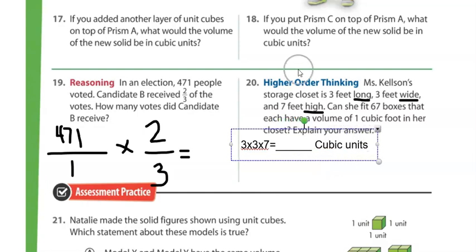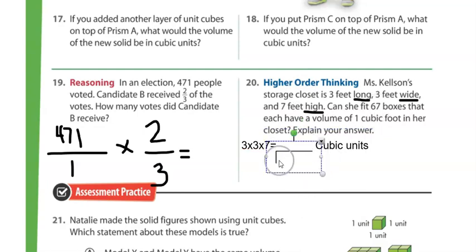So at this point, we want to figure out, does this amount allow for 67 boxes to fit inside of her closet? So if her closet is less than 67 cubic units, that would mean that she can't fit all of those boxes. But if it was more than 67, then that means that she can. So what you're going to do is solve this problem and then explain your answer. Explain to me why she can or cannot fit those 67 boxes in her closet.